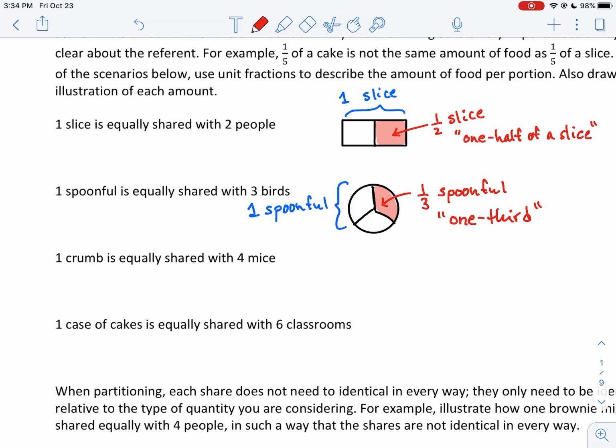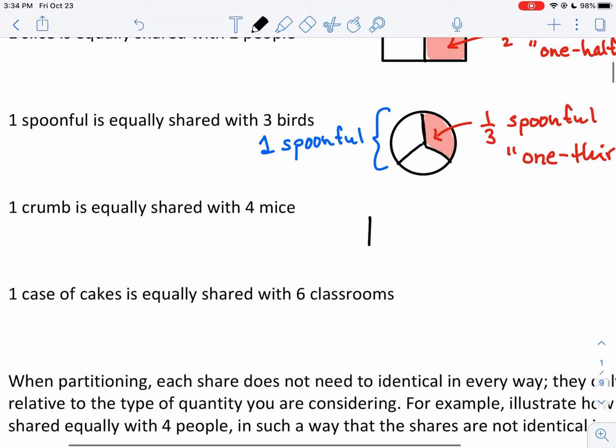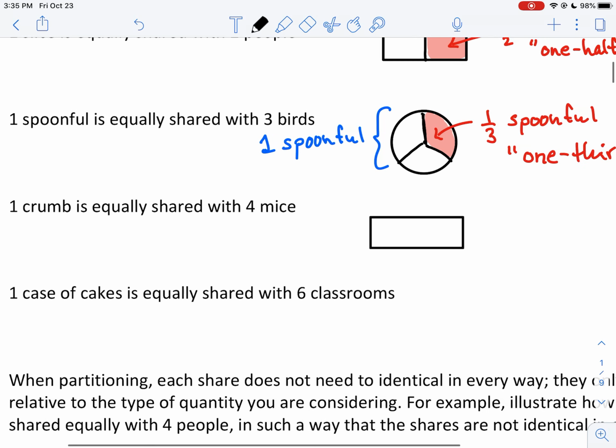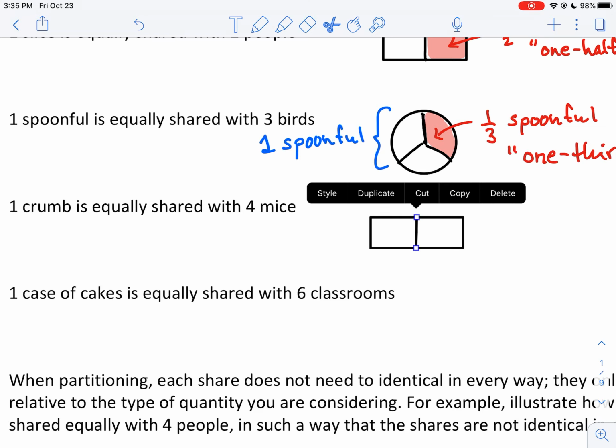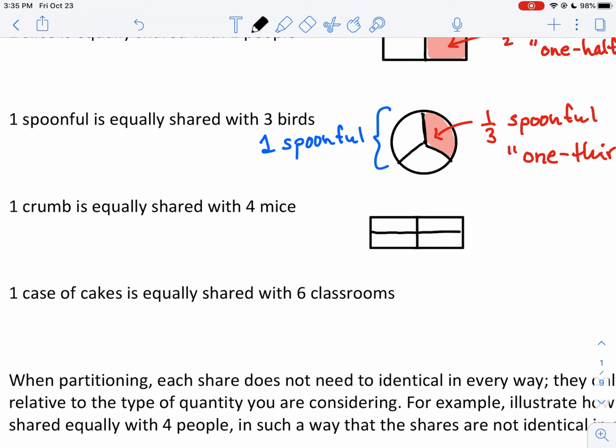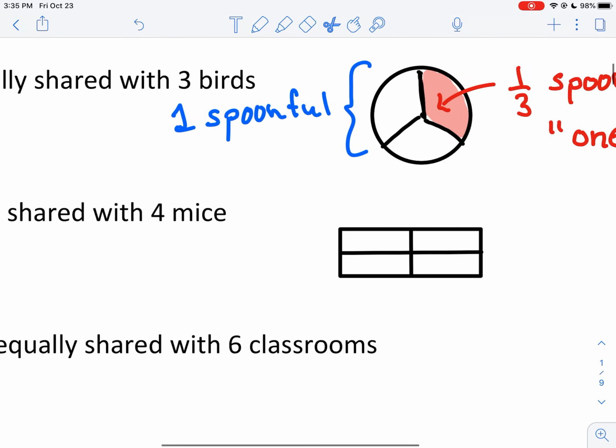Now let's do 1 crumb is equally shared with 4 mice. So 1 crumb of something. And I'm going to go back to a rectangle to represent a crumb. And I'm going to break it in half vertically, and then cut that in half horizontally. Now you don't have to do it this way, but it's an option.